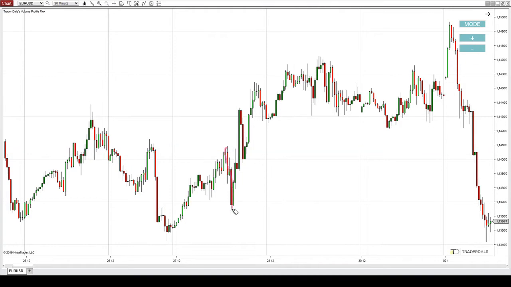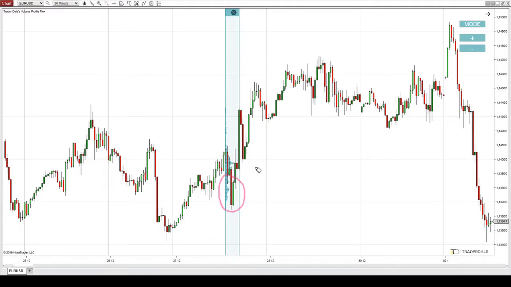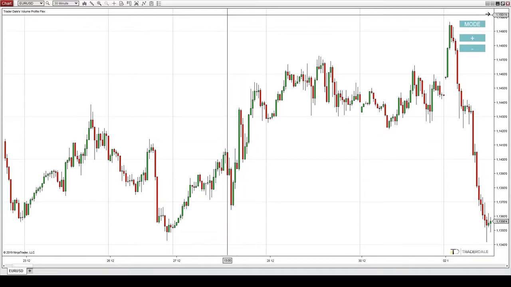In here, there's another rejection. So let's have a look at the volumes. In this case, there's not any significant volume cluster there. No significant volumes. So you don't want to trade rejections like that. Alright? Don't trade those. You need to have significant volume cluster. If there isn't significant volume cluster, then don't take the trade.